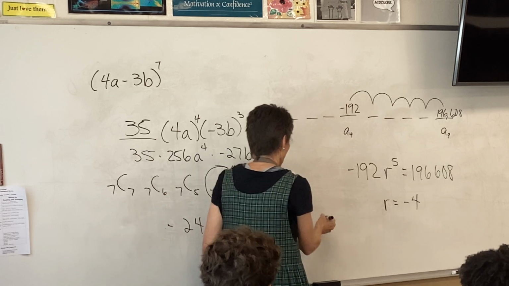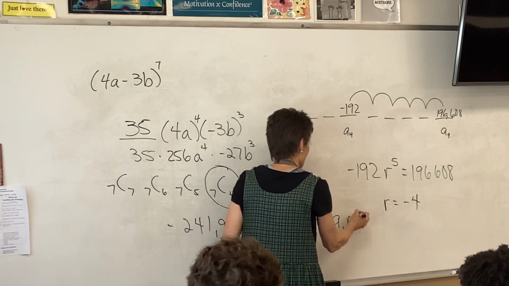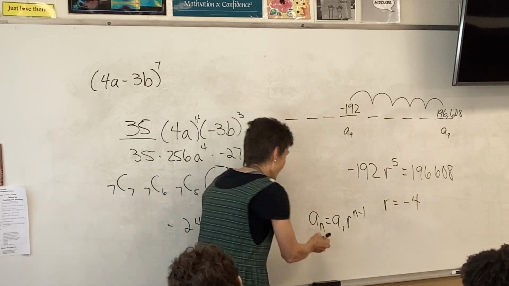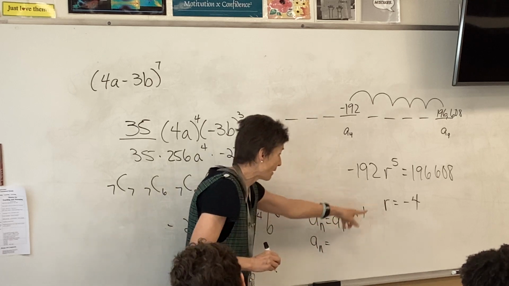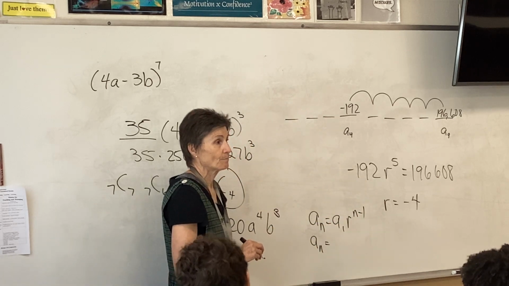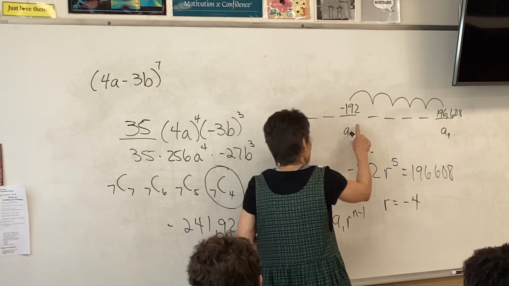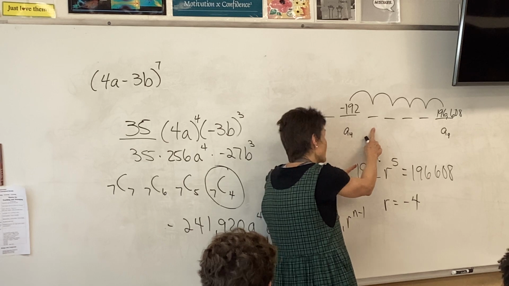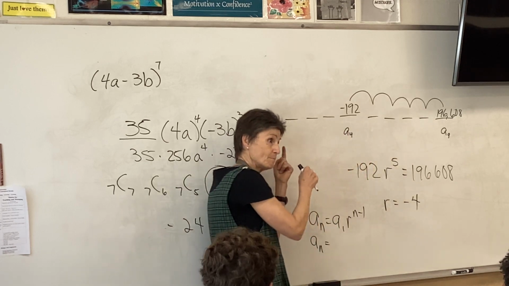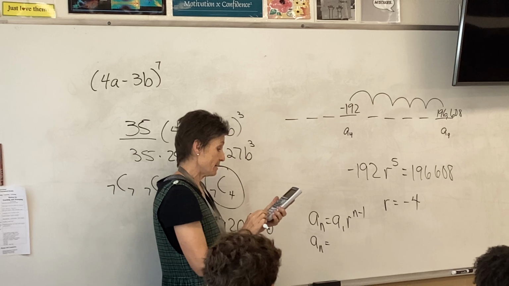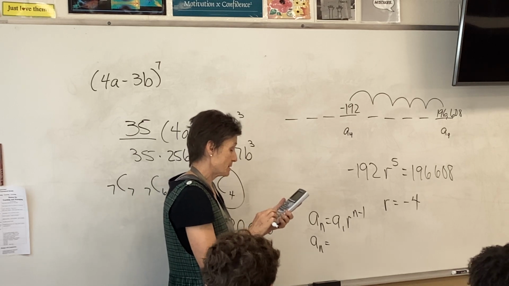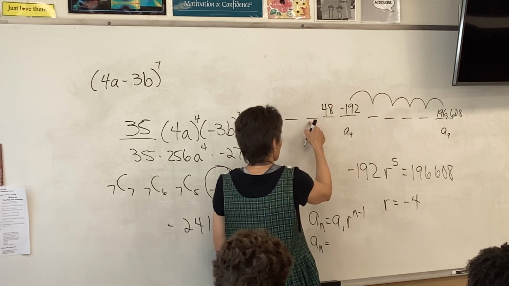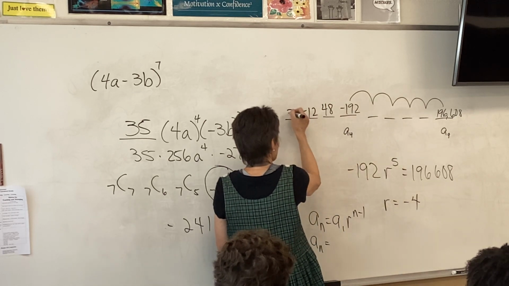To write the formula, remember your explicit formula is this for a geometric sequence. I need to know the first term. I now know my ratio, but I need to know the first term. So if I got from here to here by multiplying by negative 4, I will go backwards by dividing. So negative 192 divided by negative 4 makes this one 48. Then this one will be negative 12. And this one will be positive 3.